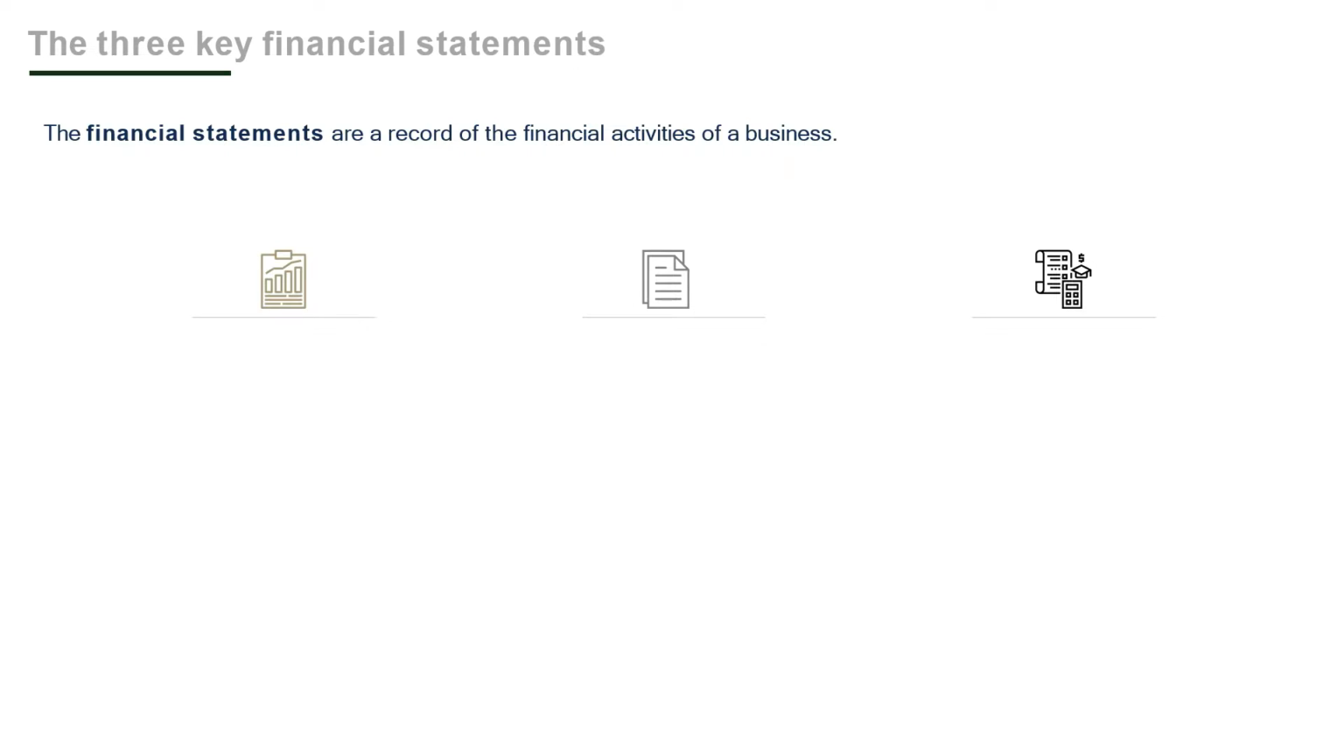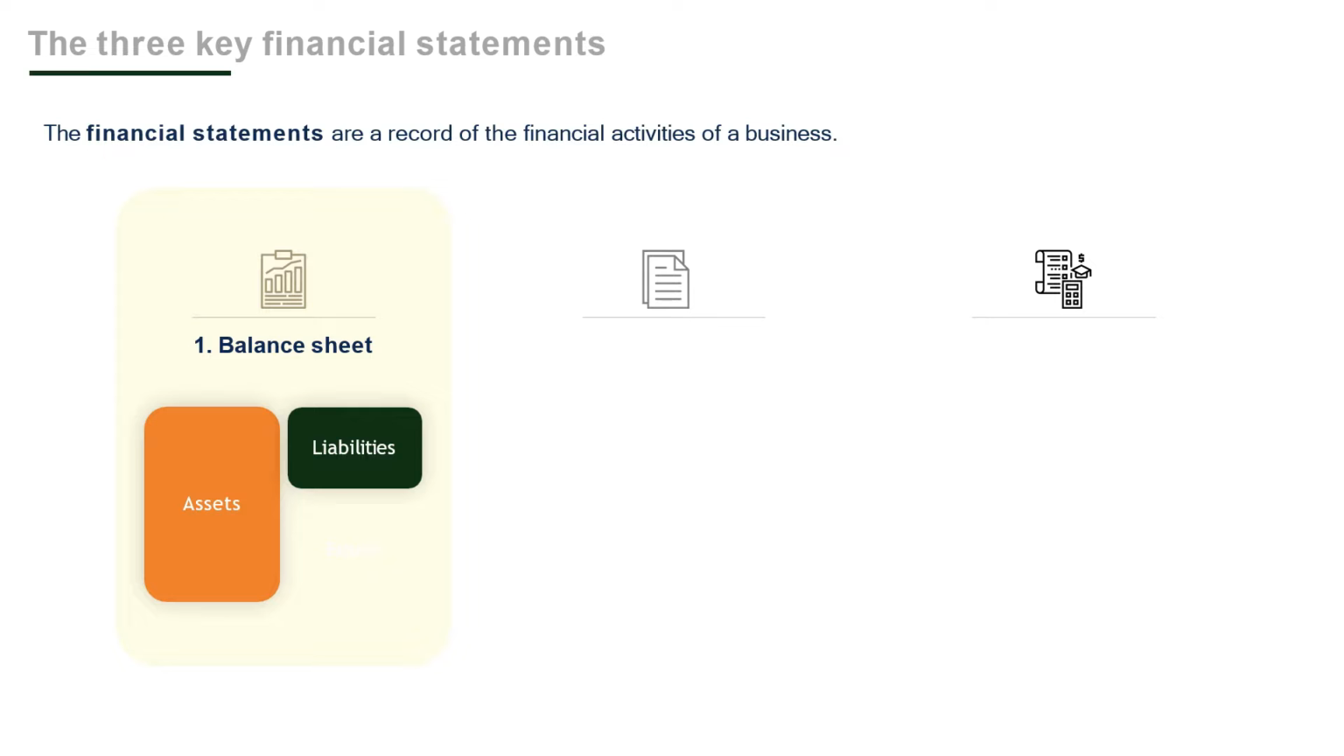Financial statements are records of the financial activities of a business, and there are three main financial statements: the balance sheet, the income statement, and the cash flow statements. So we are going to start off by reviewing the balance sheet, which is also known as the statement of financial position. The balance sheet shows what a company owns, referred to as its asset, what it owes, referred to as liability, and what it is worth, referred to as equity at a particular point in time.